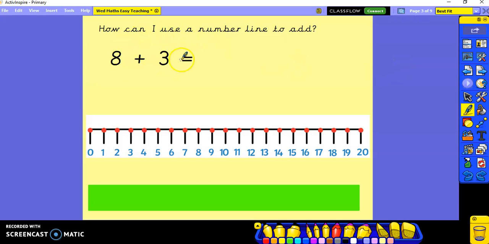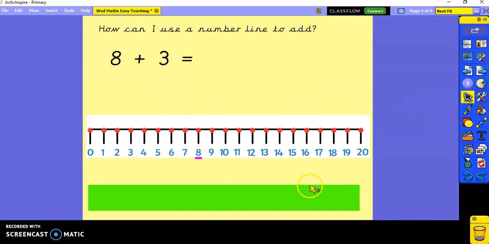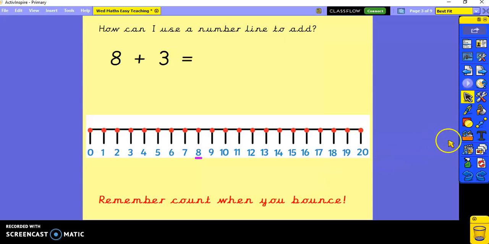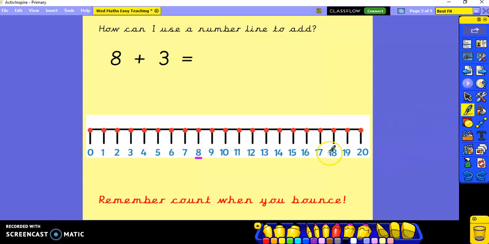So let's look at our number sentence to begin with. We've got 8 add 3. So when we're using our number line, we would usually start on that biggest number. And the biggest number here is the number 8. So I'm going to be starting on the number 8. And I'm adding, so I'm going to be going forwards on the number line. I'm adding on 3, so I'll be doing 3 jumps, and I've got a little message at the bottom here.